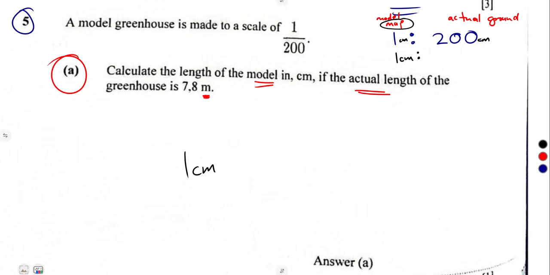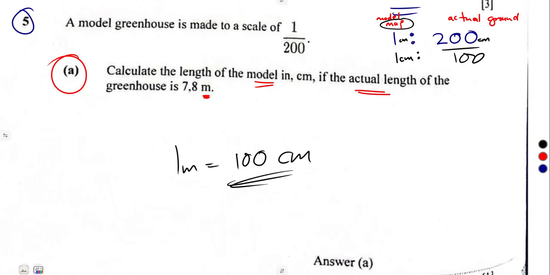Remember, a meter is equal to 100 centimeters. So in 200 centimeters, how many meters? Simply divide by 100. So that is simply 2 meters.